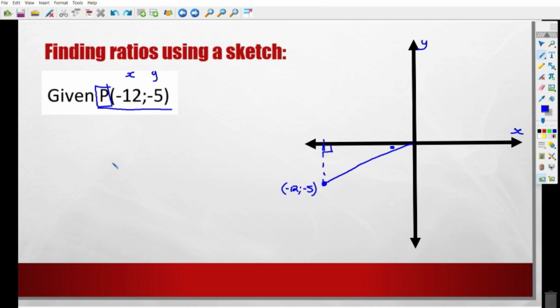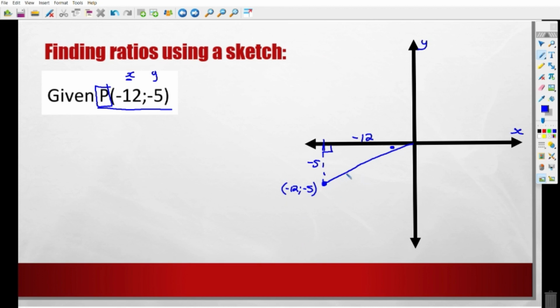So now, how am I going to put my values in? We know the first value of my point is my x value. Where's my x value on my triangle? It's my horizontal value. So on my horizontal axis, I know that this is negative 12. Then my negative 5 is my y value, and my y values are all my vertical values. So my vertical value is over here, and that is negative 5.